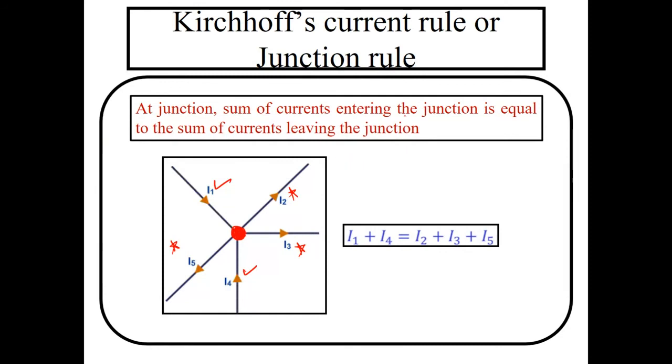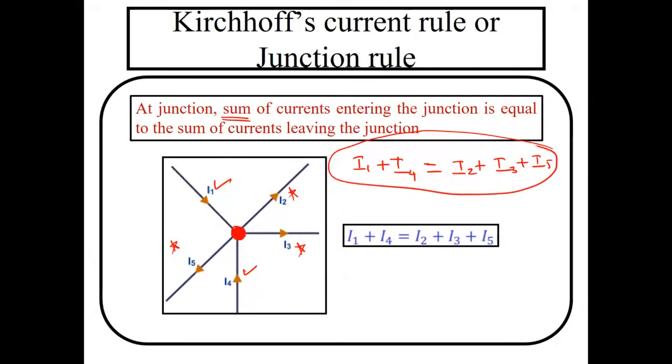Then the sum of entering currents: I1 plus I4, which is equal to the leaving currents. 3 currents are leaving, so I2 plus I3 plus I5. So this is the rule. Clear? So definition wise, it's very easy. At a junction, the sum of current entering the junction is equal to the sum of the current leaving the junction. Keep this point in your mind.